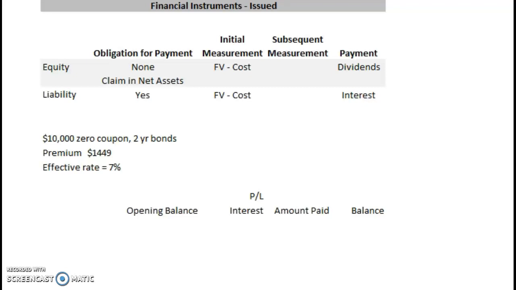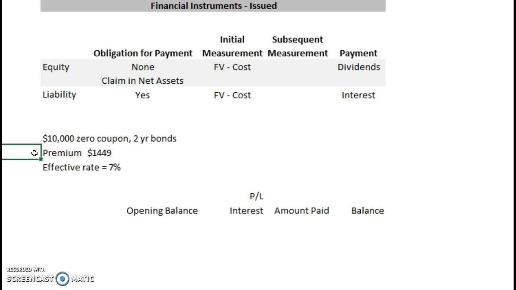Okay, so we looked at the accounting for equity instruments. Let's have a look at a liability example. A simple bond. The details are here. £10,000 zero coupon 2-year bond.